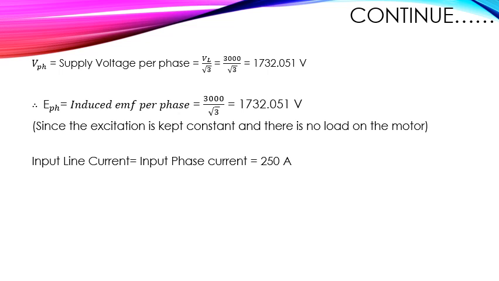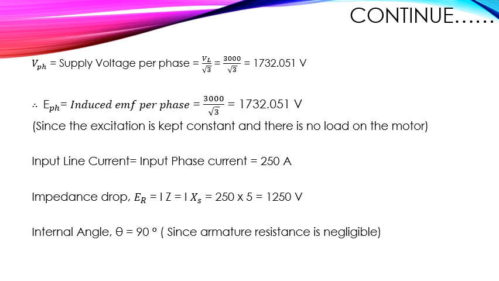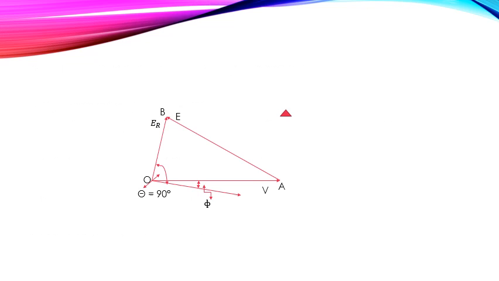Input line current is equal to the input phase current, which is equal to 250 amperes, because we know that in star connection the line current and the phase current are the same. Then impedance drop: put the value of 250 ampere current and synchronous reactance, that is 5 ohm. We will get the impedance drop, that is 1250 volts. Then the internal angle we can take as 90 degrees. Why? Because the armature resistance is negligible. So according to that we can draw the phasor diagram.